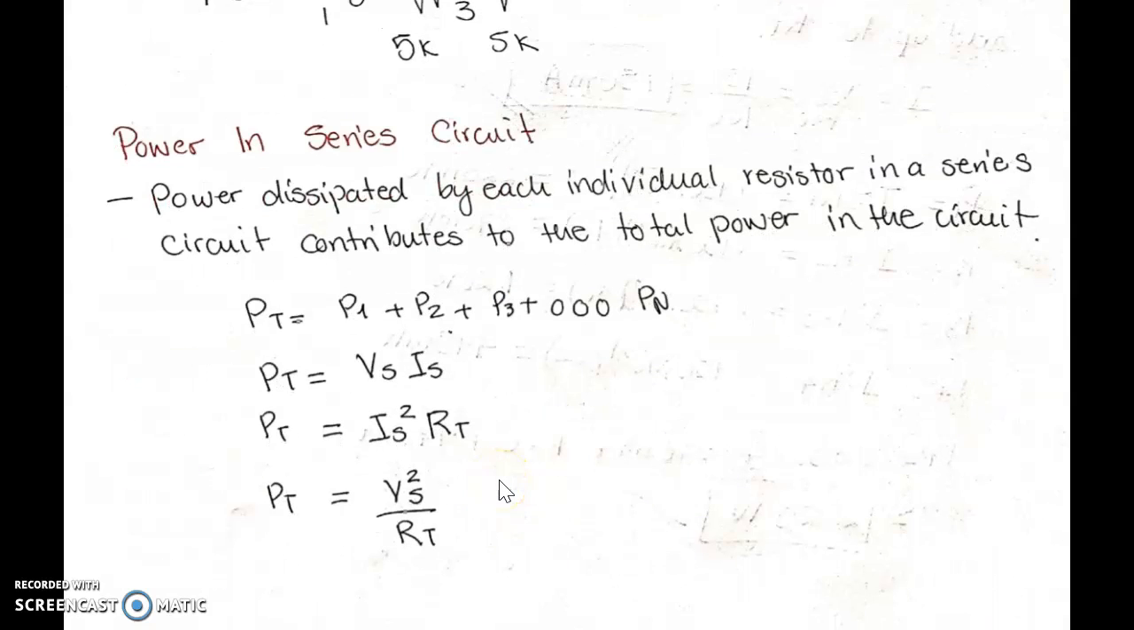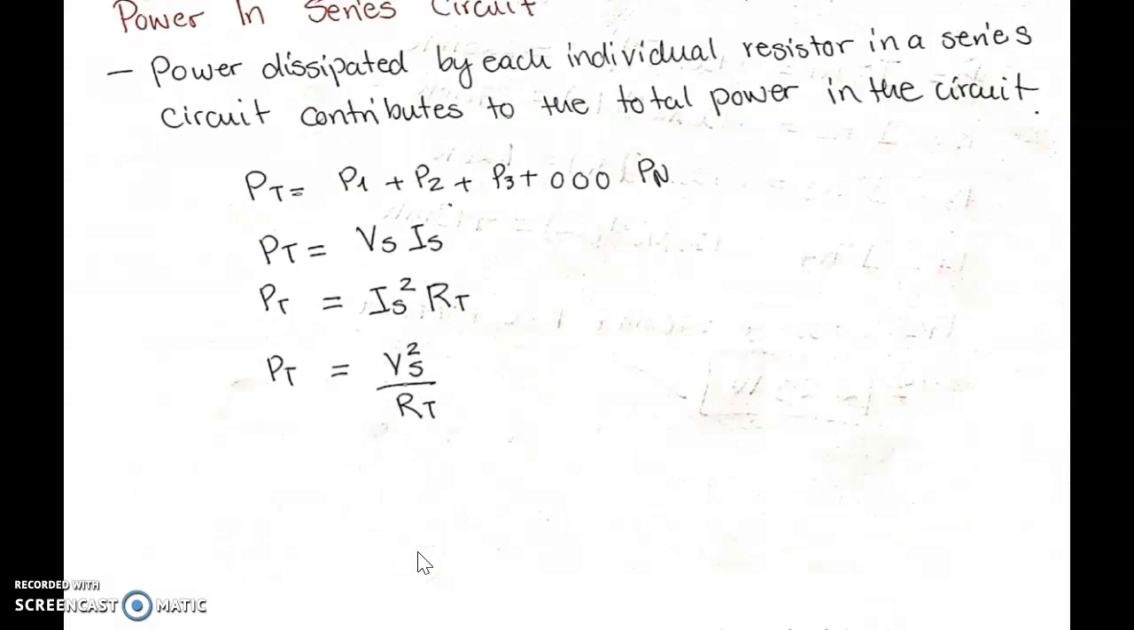Power in series. Power in series is the power dissipated by each resistor in a series circuit, and it contributes to the total power in the circuit. So P total is P1, P2, P3, all the way to Pn. And P total can be calculated by voltage times the current, or current squared times the resistor, or voltage squared divided by the R total.